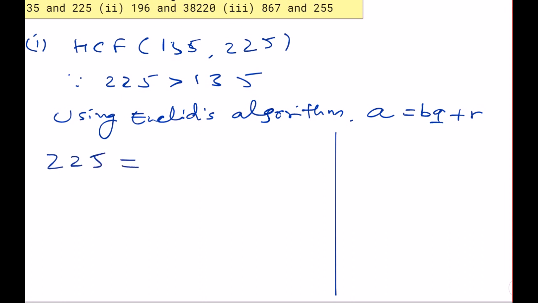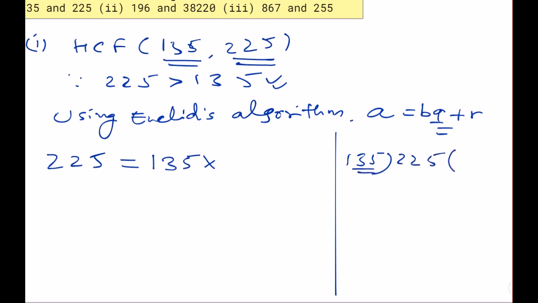225 equals, what is B? B will be the next number which is given in the question itself, 135, that is smaller of these two. So 135 into Q, from where we shall get Q? Here you have to divide 225 by 135. Okay guys, 135 1 135 and remainder is 90. So 135 into 1 plus whatever remainder is left you can write. This is the first step.